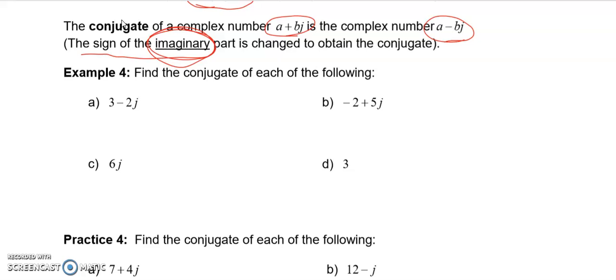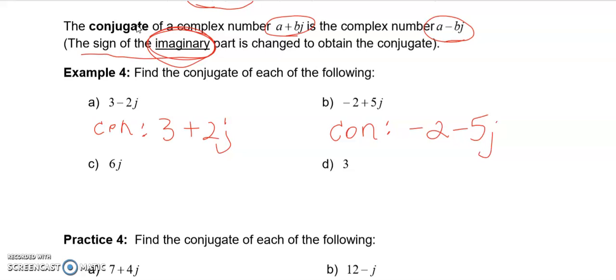So let's look at example number 4 right here. The first complex number in rectangular form is 3 minus 2j. Well, its conjugate would simply be 3 plus 2j. Very easy. Part B, we have a number in rectangular form again, negative 2 plus 5j. Well, its conjugate would be negative 2 minus 5j.